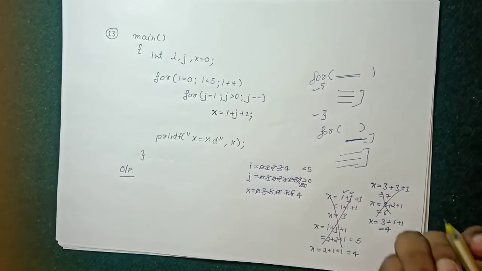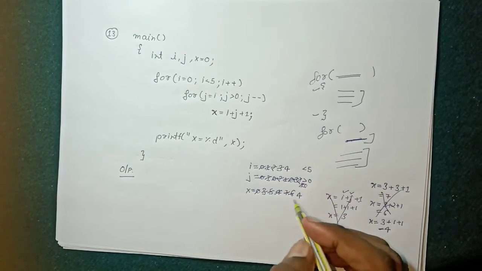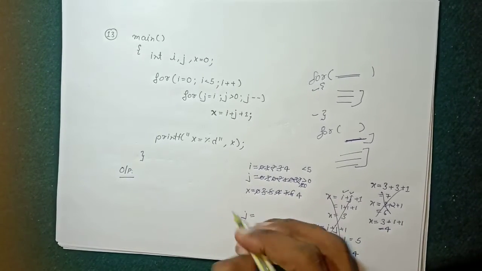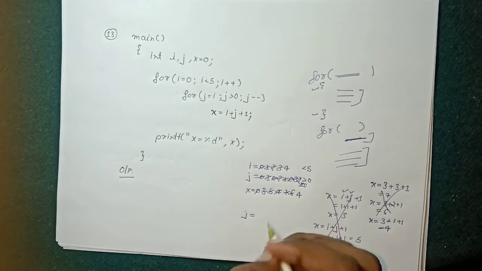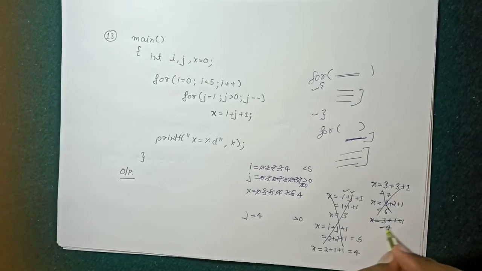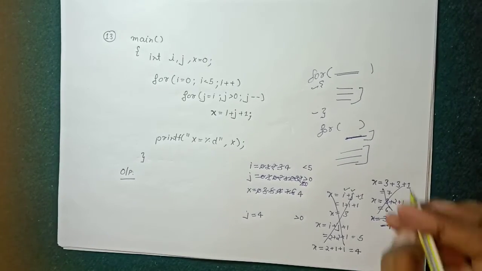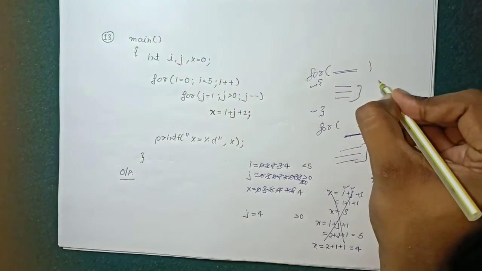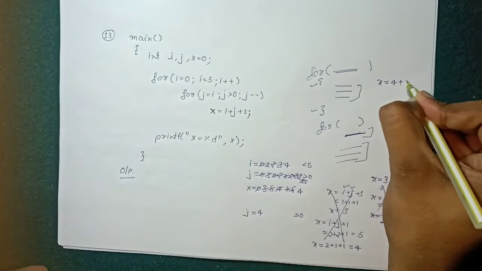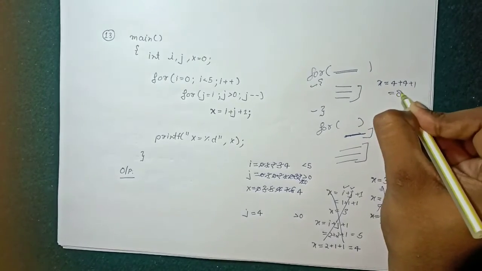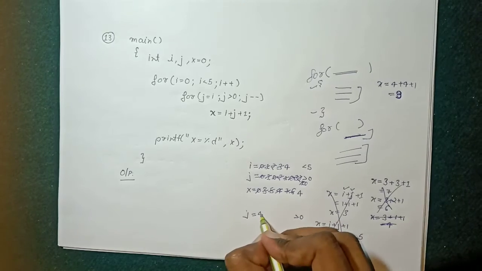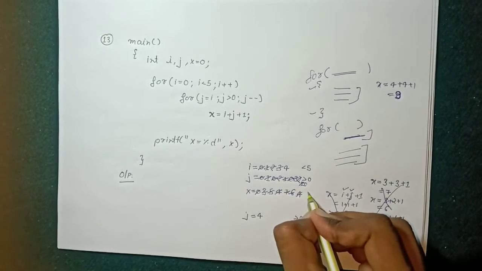4 is less than 5, obviously. Okay, again the inner loop gets executed. So I write here j equals 4, the value of j again becomes 4. And 4 is obviously greater than 0. Now the value of x is again computed, which means x equals i plus j plus 1. The value of i is 4, the value of j is 4, and plus 1, that means 9. Okay, the value of x is 9.